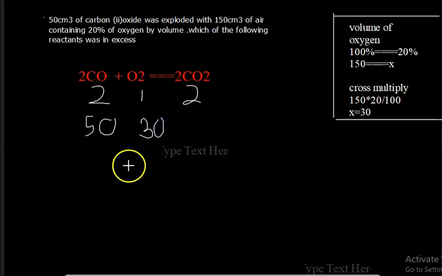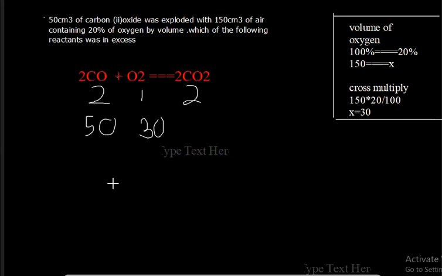Now to find the one that was in excess in this reaction, you have to compare both of them. You can see we have 50 cm³ here. If I take 50 cm³ from 2 moles to 1 mole, it means I'm reducing 50 cm³ by a factor of 2. So when I divide 50 by 2, we'll have 25.